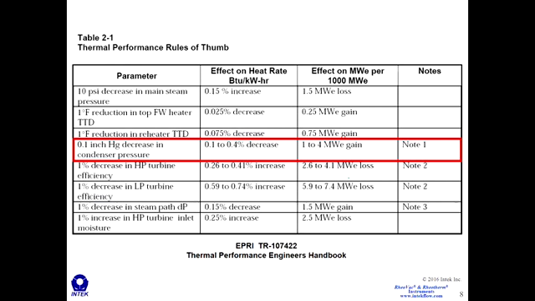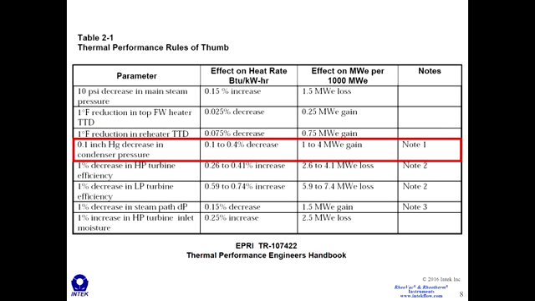So now that we know how the condenser contributes to increasing efficiency, let's take a look at some rules of thumb for quantifying that. In EPRI's Thermal Performance Engineer's Handbook, you can see that down here at the bottom, there's the technical report number. There's a table 2.1 that gives you the effect on heat rate of different parameters in the plant.